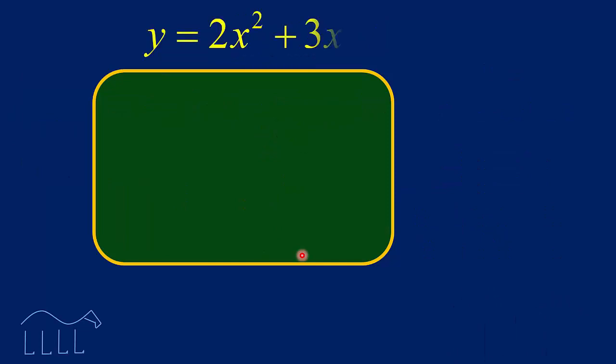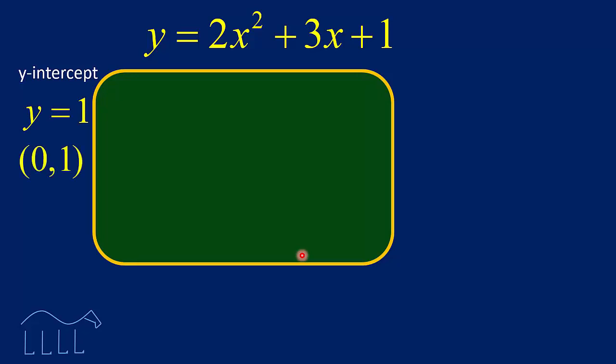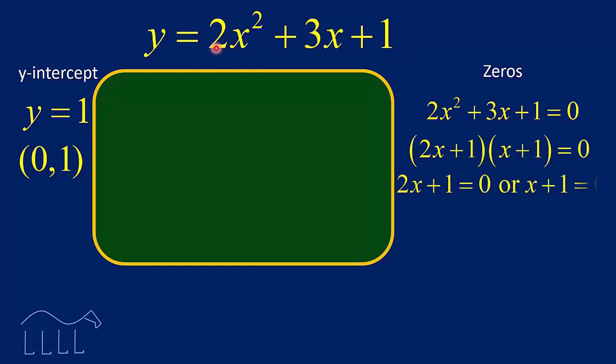Okay, now let's look at this one. This one looks a little more challenging, but let's just go along as usual. Remember, we're interested in the y-intercept, the vertex, and the zeros. So the y-intercept, just replace the x's with 0, and we've got it, 0, 1. The zeros, I just need to set the thing equal to 0, right? Replace the y with a 0, and this one factors, and I get x equals -1/2 or x equals -1.